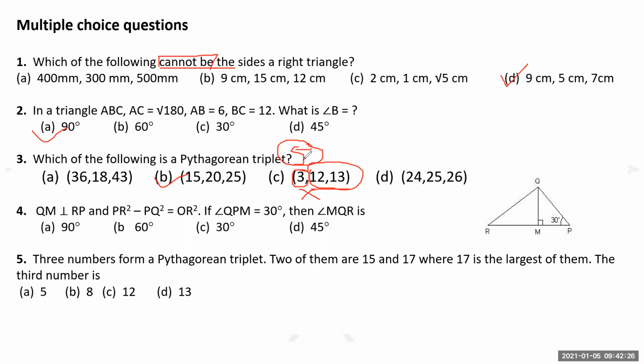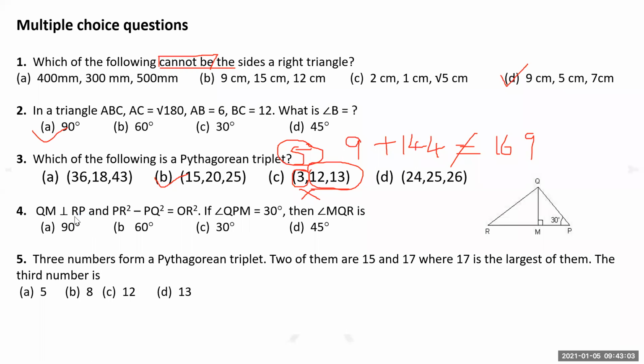I think illustrative example 1 and illustrative example 3. Because 3 square is 9, 12 square is 144. Check. 9 plus 144 is not equal to 169. It's not equal to 169. Is this clear? Yes. Now, next one.